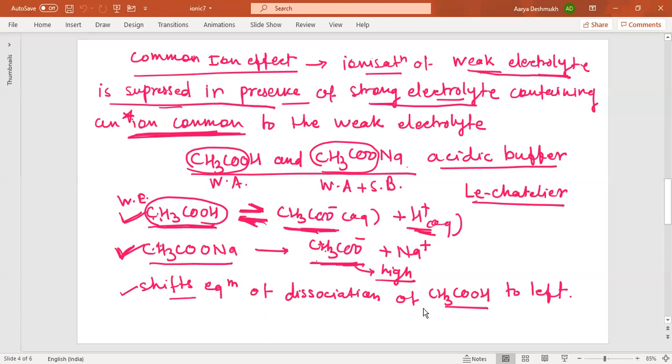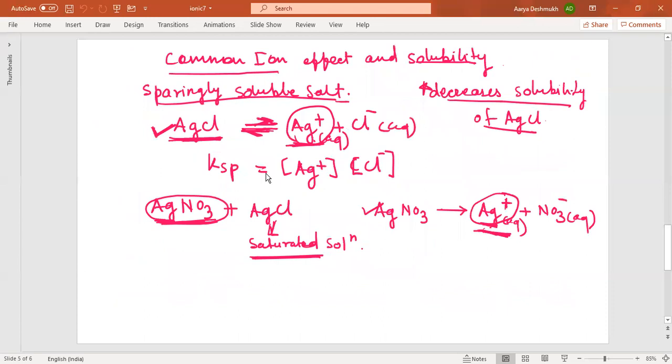Okay. Now, how does this common ion effect affect the solubility? Of course, it will affect the solubility also. So the presence of a common ion also affects the solubility of sparingly soluble salts, remember, which are feebly soluble in water or soluble in very small amounts. For example, silver chloride. Though this is sparingly soluble, it is still a strong electrolyte, so it dissociates in this way.